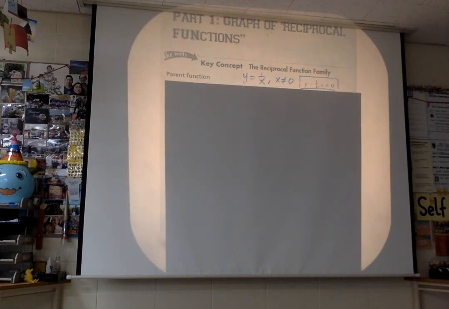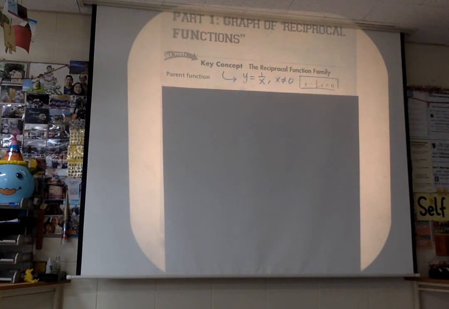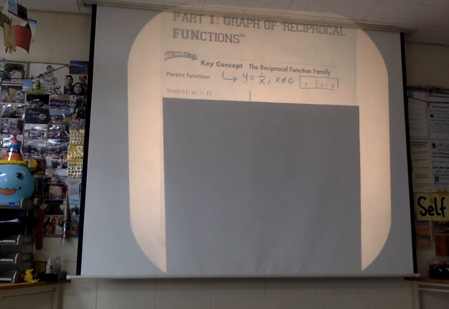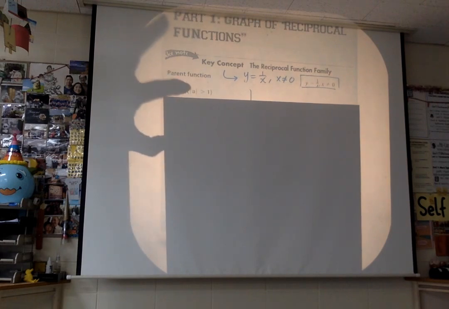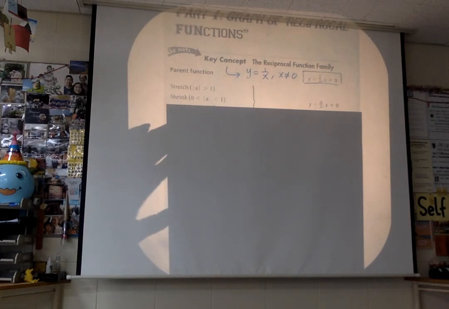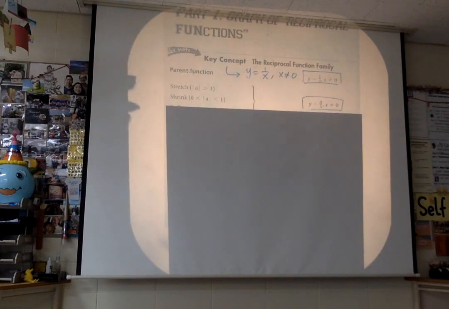This is always going to be the big parent, and all the transformations will take place with this guy here. So, for example, if you have an absolute value of a greater than 1, what's going to happen? It's going to stretch this guy. I'm going to show you what this graph looks like later. We just know that if we multiply this by an a, we're going to stretch it. If the absolute value of a is greater than 0 but less than 1, so it's a fractional value, then it's going to shrink. Any of these values will stretch or shrink based on whatever the a value is.